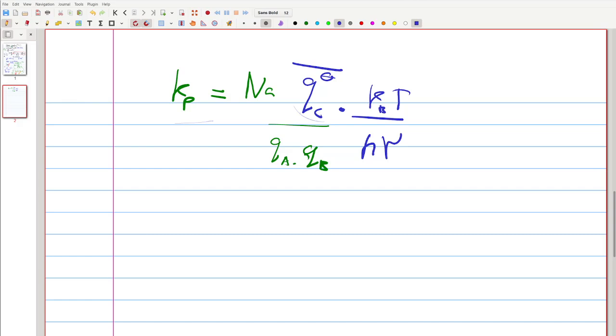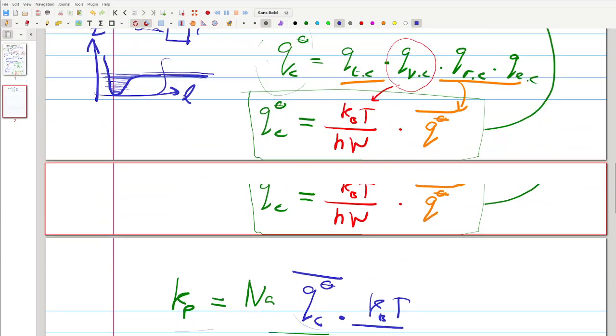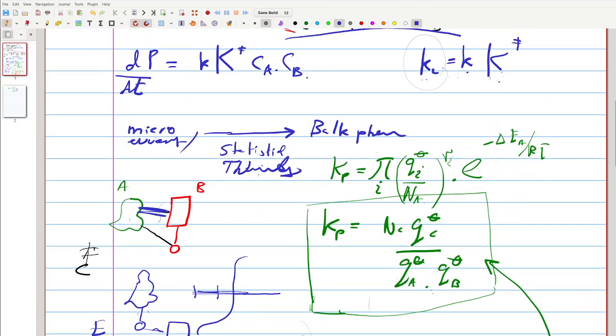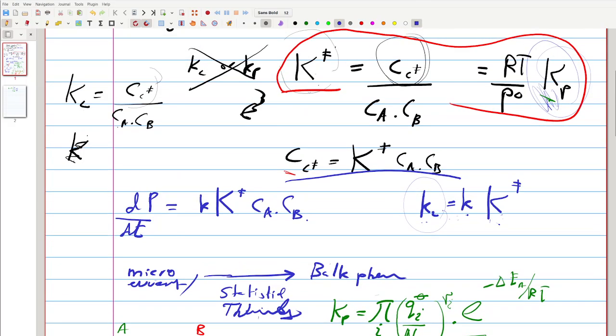Statistical thermodynamics connects the micro events to the bulk events. As you see, from micro events, now we have an equation for the bulk or thermodynamic phenomena. So we have an expression for Kp now, and we can go and put it in there.